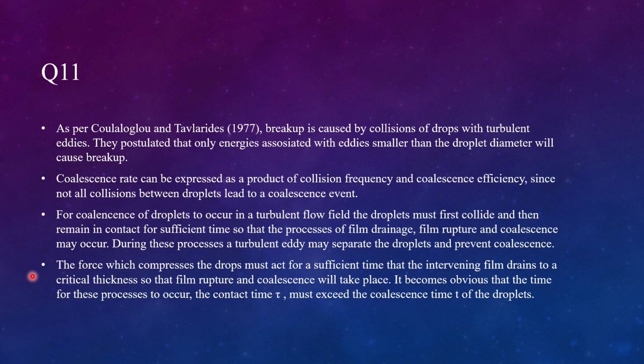The force which compresses the drops must act for a sufficient time so that the intervening film drains to a critical thickness so that the film ruptures. For example, the two bubbles must be in contact for a sufficient time. That is, the contact time is tau and the coalescence time is t. If they are in contact for a sufficient time, after that the film rupture and the coalescence will take place. That is time t, the coalescence time.